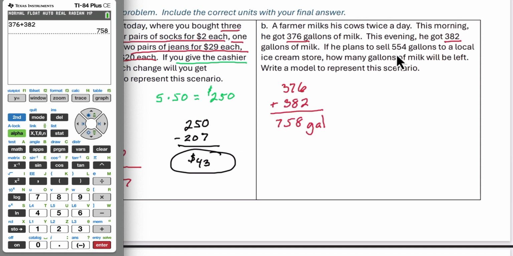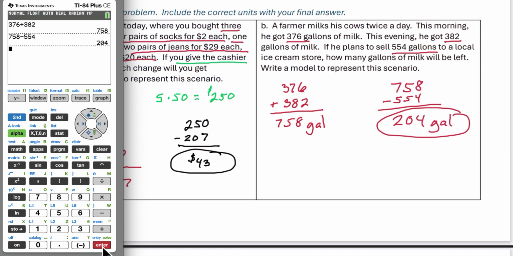He plans to sell 554 gallons to the local ice cream store. So how much will he have left over? We have 758 total, but he's selling 554. So let's subtract that from the total. 758 minus 554. This gives us 204 gallons. So after he sells some to the ice cream store, he'll have 204 gallons left over.